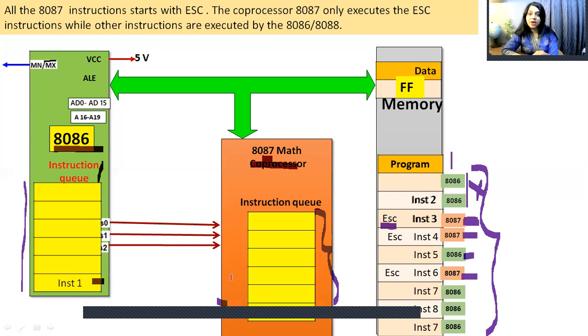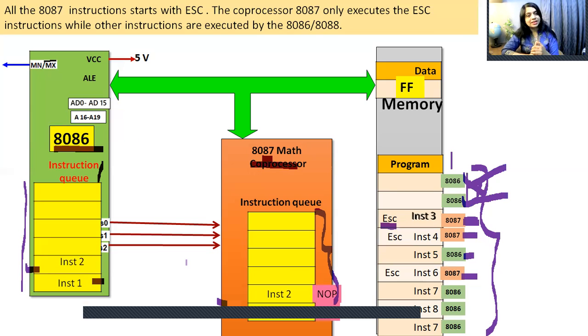After decoding, if they find that this particular instruction belongs to 86, then only 86 will execute that instruction, and 87 will treat that instruction as a no operation instruction and do nothing. Then it will fetch the next instruction, that is instruction 2. Again the same instruction will enter the queue of 86 and 87. Again both will decode the instruction, and again it will find that the instruction belongs to 86, and only 86 will execute this instruction, and 87 will take it as a no operation instruction and do nothing.